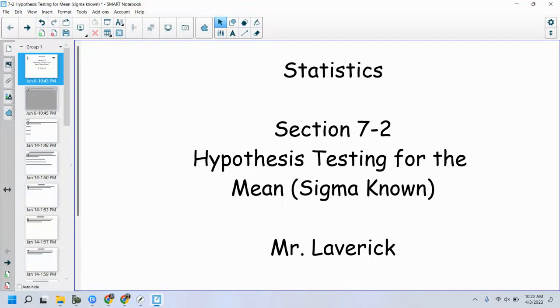Welcome back, everybody. Section 7.2, day 1. Hypothesis testing for the mean, sigma known. So basically, if I tell you that section 7.2 is hypothesis testing for the mean where sigma is known, what do you think section 7.3 is? It's not known. Exactly. So we're going to do 2 sets of hypothesis testing, when sigma is known and when sigma is unknown.